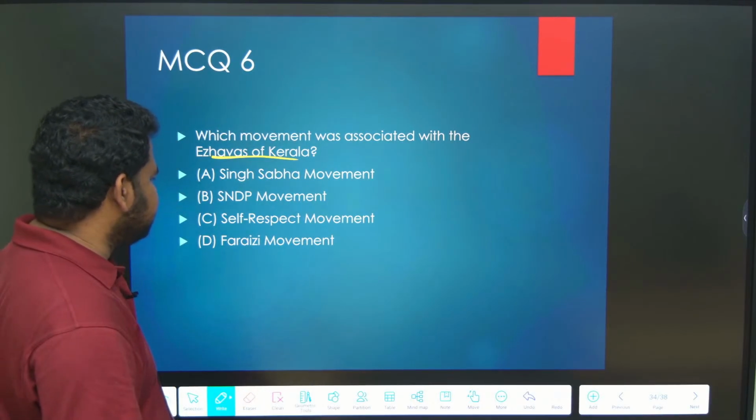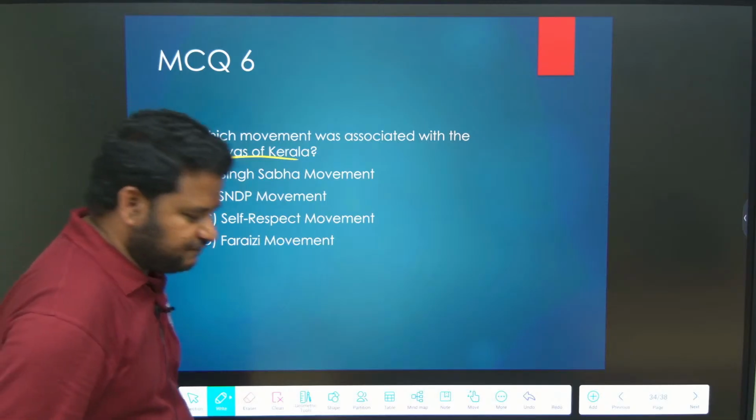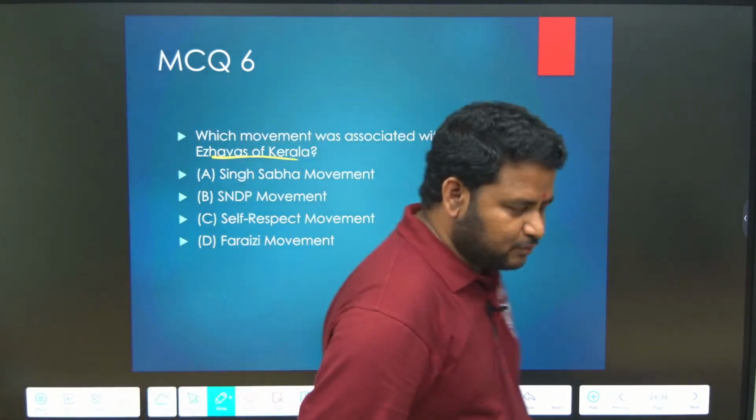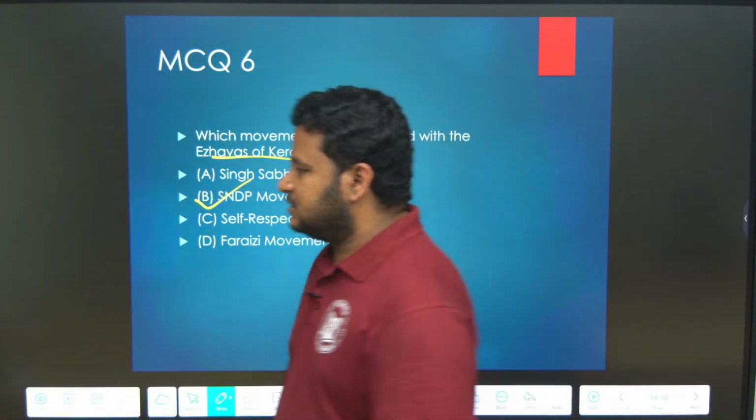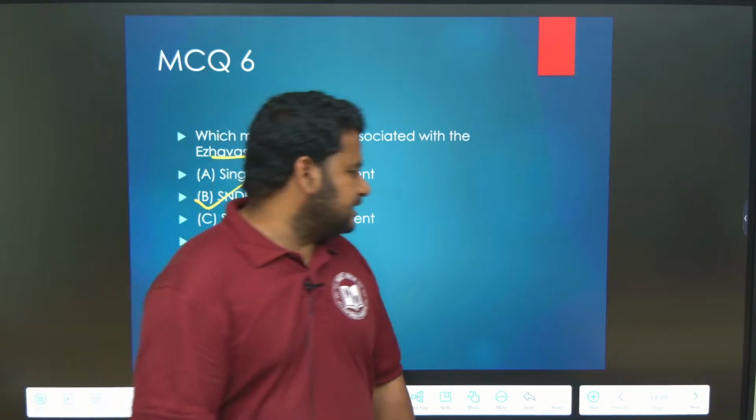Self-respect movement, it is about what? SNDP movement, it is about what? Actually, the answer is SNDP movement. It was for Ezavas of Kerala.